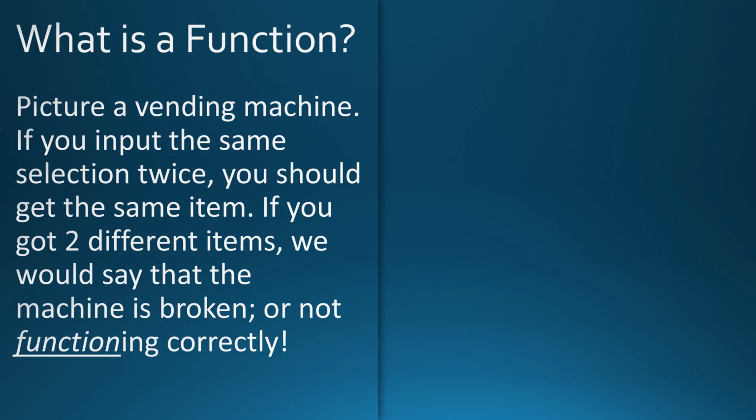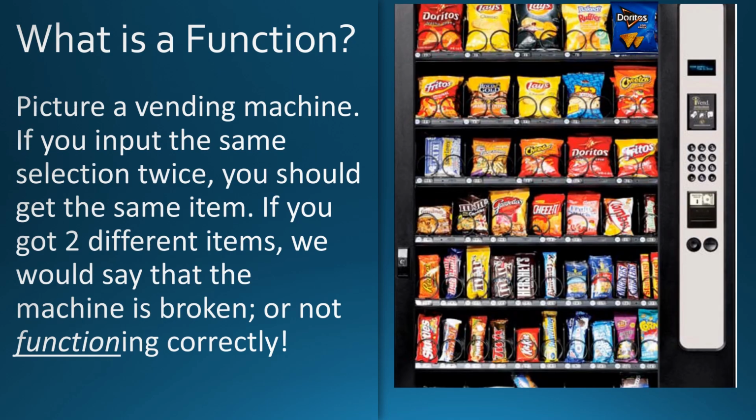But again, what is a function? I want you to picture a vending machine. If I had a vending machine and I wanted some Doritos, I would hit the button for the Doritos and they should pop out of the machine. That's how it's supposed to work. But if I hit the same selection twice, you should get the same item twice. If you get two different items for hitting the same button, we would say the machine is broken and not functioning correctly.